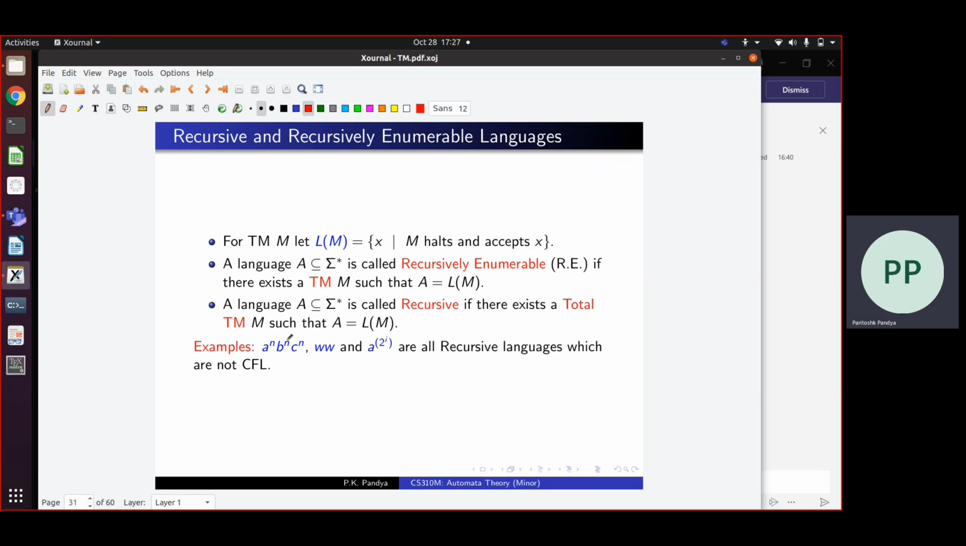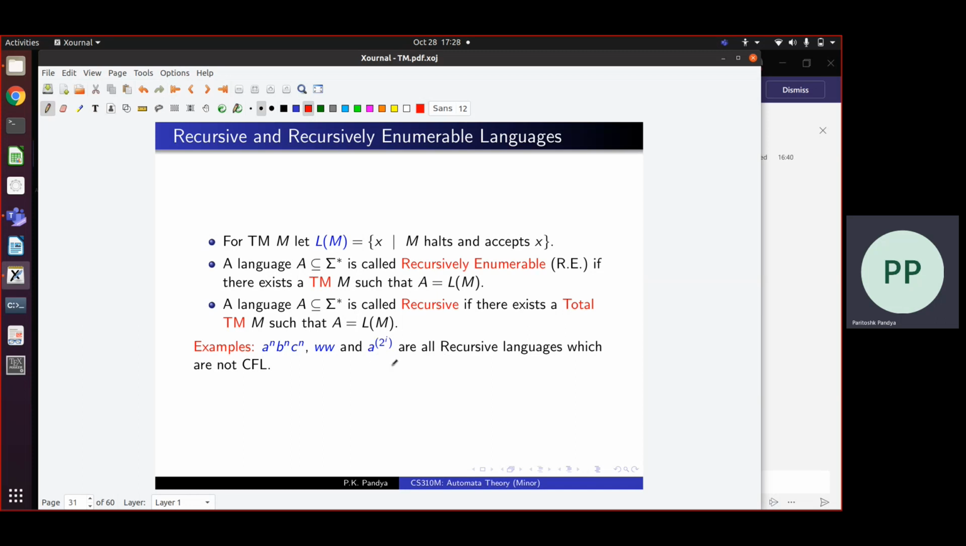So we saw examples of Turing machines which recognize a^n b^n c^n. In fact, you give it any arbitrary string, if it is not of this form, the Turing machine will reject, definitely. It will not go into a loop. And if it is of this form, it will accept. So we have a total Turing machine recognizing all strings of this form. So this is a recursive language. Similarly, the WW machine that we saw was also a total Turing machine. So WW is also a recursive language.